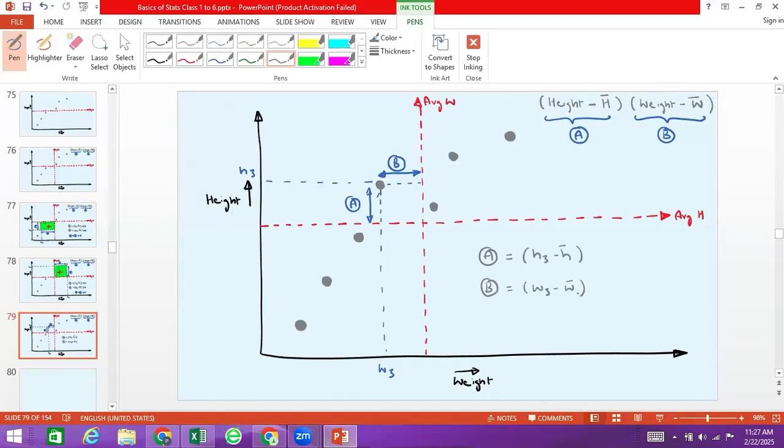Okay. Now, is A a positive number or a negative number? Positive, right? Because H3 is bigger than H bar. So this will be a positive number. What is B? Negative. Because W3 is less than W bar. So because W3 is a smaller number as compared to W bar, it will be a negative number. So what will be A cross B? Negative.